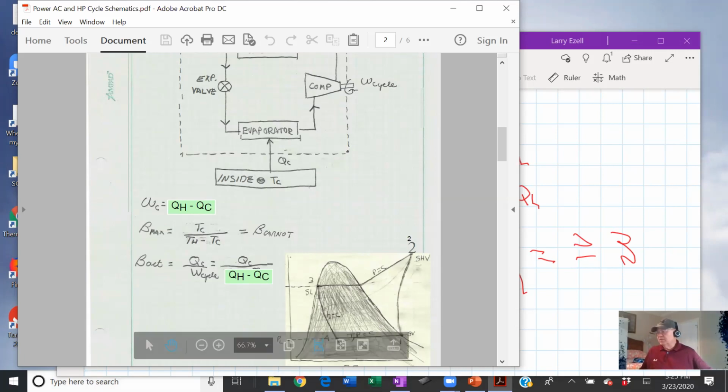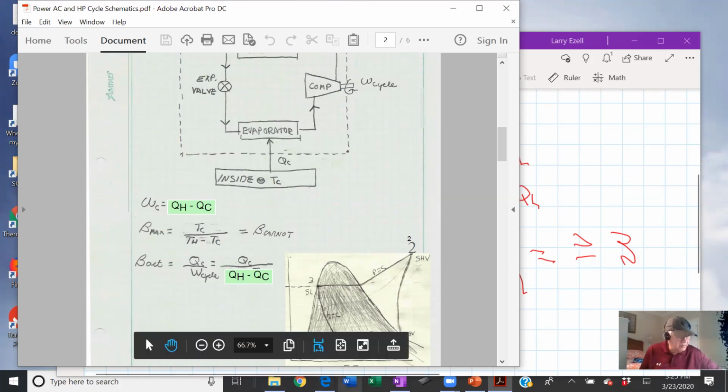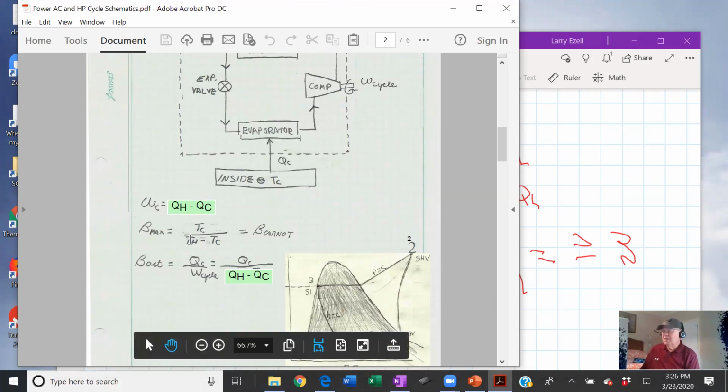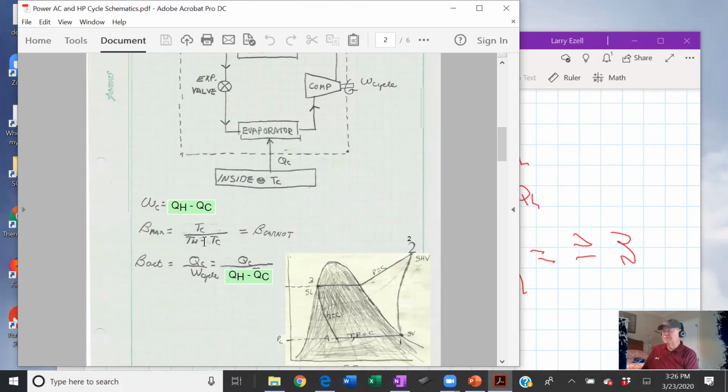Let me get my spreadsheet back up. Anyway, let's call it 40. So 40 minus 25, that's going to be 15. The difference doesn't matter if it's Kelvin or degrees, it's still 15 degrees for the denominator. The numerator is going to be TC, which is about 300. So beta max is going to be 300 divided by 15, which is 20.